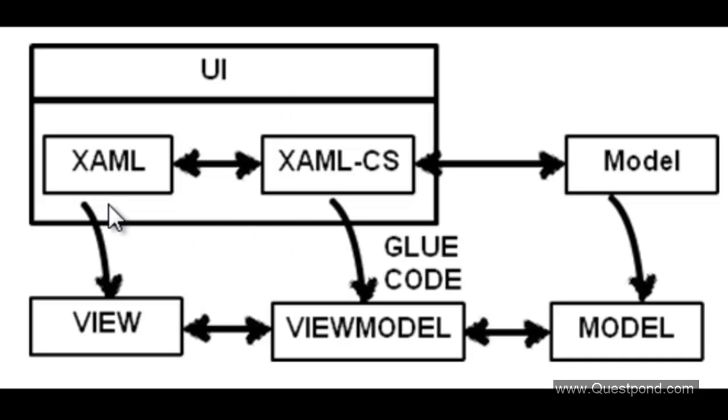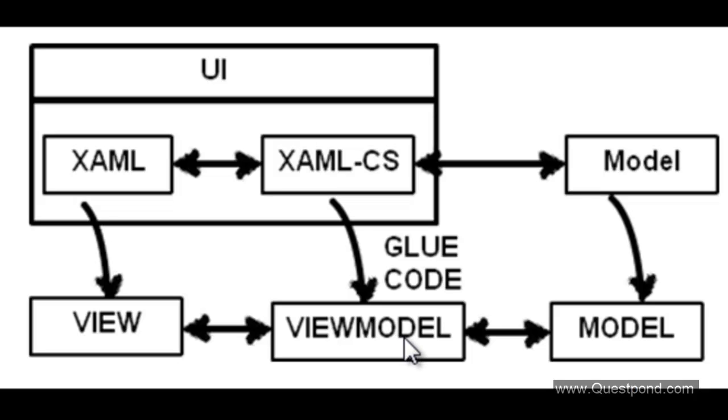So the solution is that whatever is our XAML, we'll create a view out of it. Whatever is the behind code, that is the XAML.cs, we'll create a view model class out of this. Why is the name view model? Because it has the logic which binds the view and the model. So all the glue code will move into a class library.